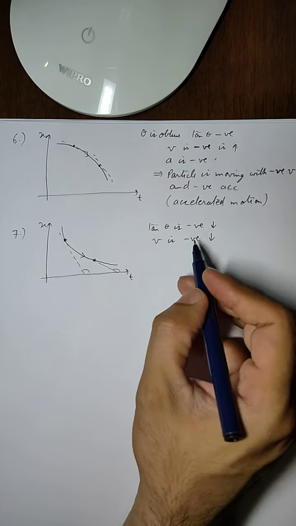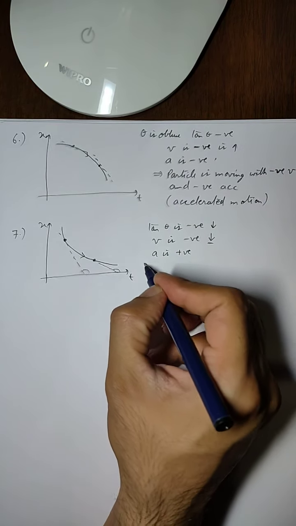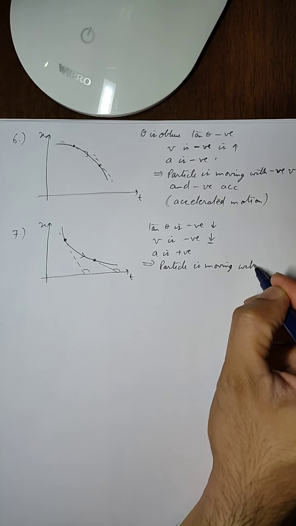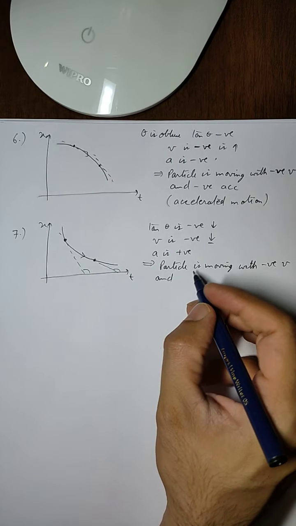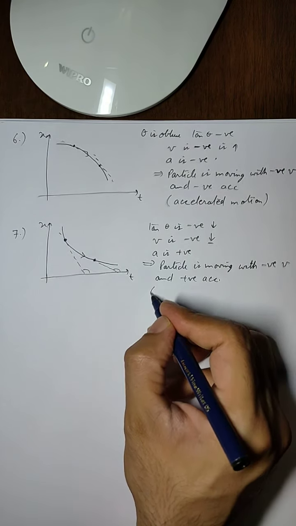Now when is this possible? It is possible only when the acceleration is in the positive direction. The velocity is going in the negative direction but acceleration is in the positive direction, so it is going to decrease the velocity. So for this kind of motion, we can write that the particle is moving with negative velocity and positive acceleration. So since both of them, acceleration and velocity, are of opposite sign, that means that it is a retarded motion.